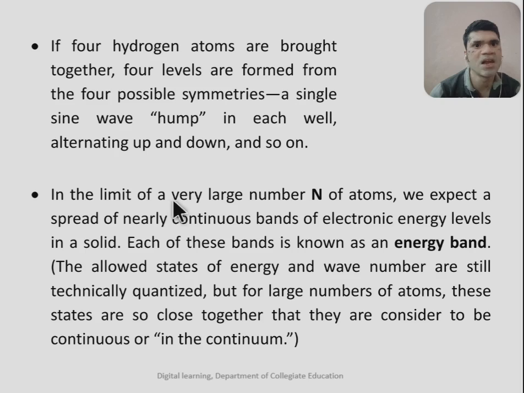In the limit of a very large number n of atoms, that means when a large number of atoms are present, we expect a spread of nearly continuous bands of electronic energy levels. In a solid, each of these bands is known as an energy band. The allowed states of energy and wave number are still technically quantized, but for a large number of atoms, these states are so close together that they are considered to be continuous, or a continuum. So let us see here.